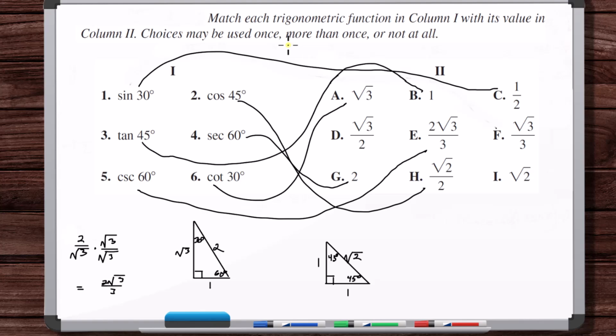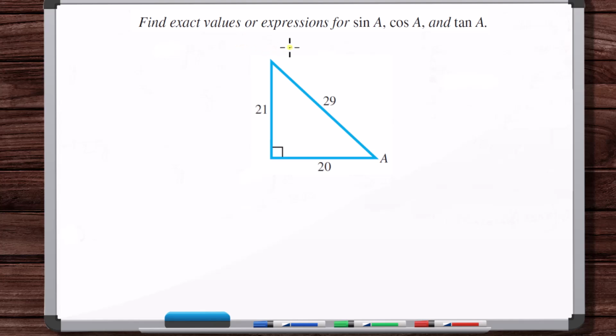They say more than once. I'm not sure what they mean. I guess you could potentially have the sine of 45 and the cosine of 45 be the same thing. But these are functions, so they aren't going to map to two different outputs. But you could have two different functions mapped to the same output. All right, find exact values or expressions for sine A, cosine A, and tangent A.